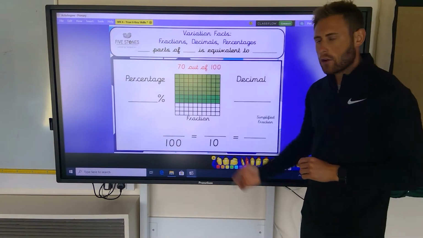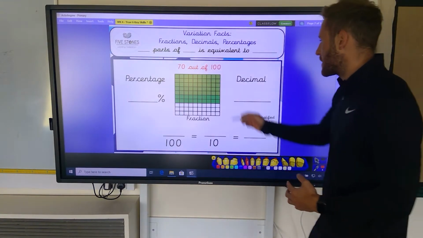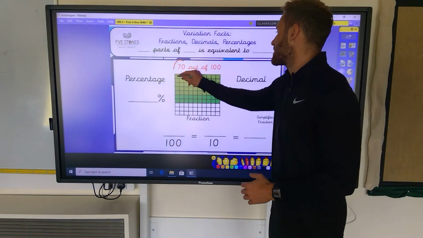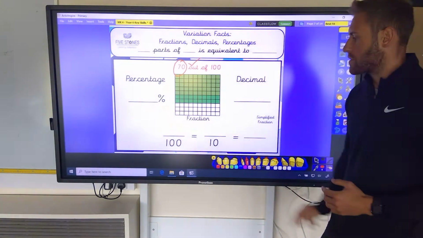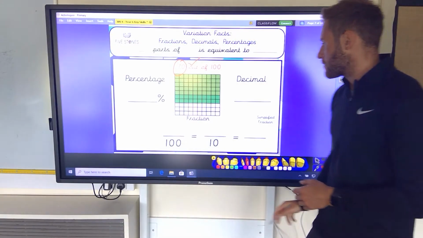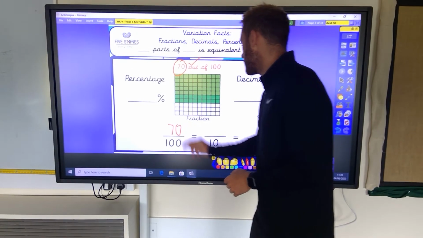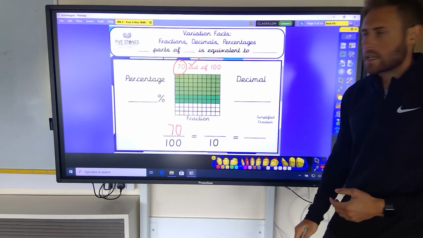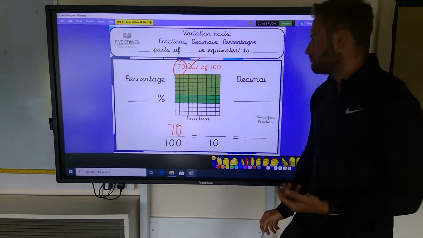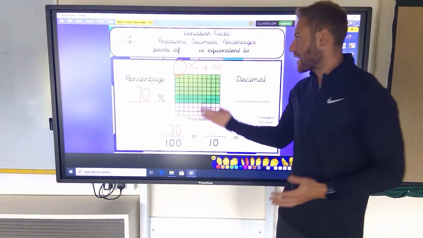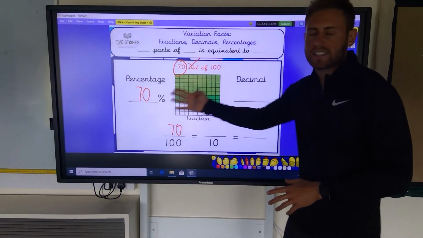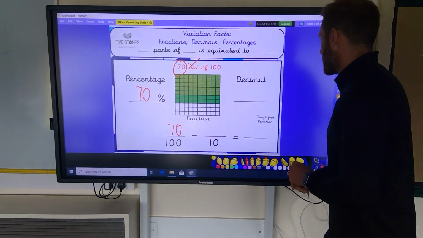Right, we've got 70 out of 100. Firstly, is that accurate? We can see the 50, 60, 70. Yes, so we're happy that it's 70 out of 100 shown in our 100 grid there. We could write that as a fraction of 70 over 100. Great. We can write that as a percentage, 70%. Fantastic, 70 of that 100 grid is coloured in, that's 70% of the grid is coloured in.